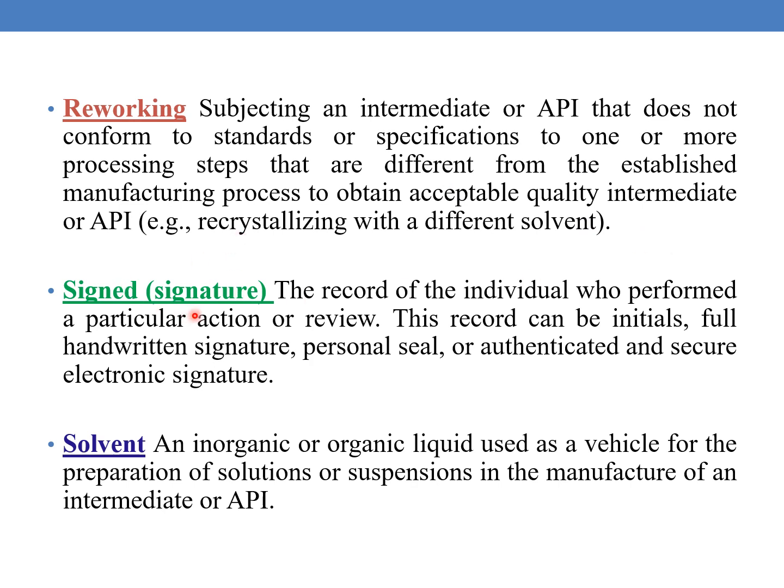Coming to signed or signature, the record of the individual who performed a particular action or review. This record can be initials, full handwritten signature, personal seal, or authenticated and secured electronic signature. What is solvent? An inorganic or organic liquid used as a vehicle for the preparation of solutions or suspensions in the manufacture of an intermediate or API is considered as a solvent.